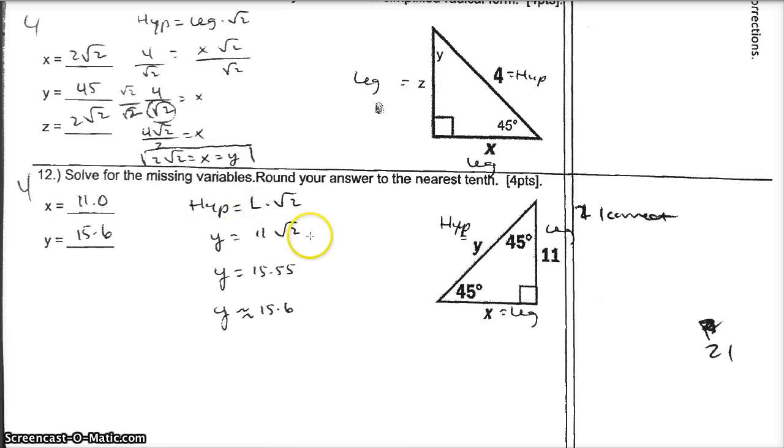If you got 11 radical 2, that's not rounding, that's just an exact answer. So you have to take that and multiply in your calculator. I got 15.55. This number is 5 or higher, so that means the tenth, the first decimal place, is rounded up to 15.6, and that side was 21 points. If you got x equals 11, I gave you guys 2 points.